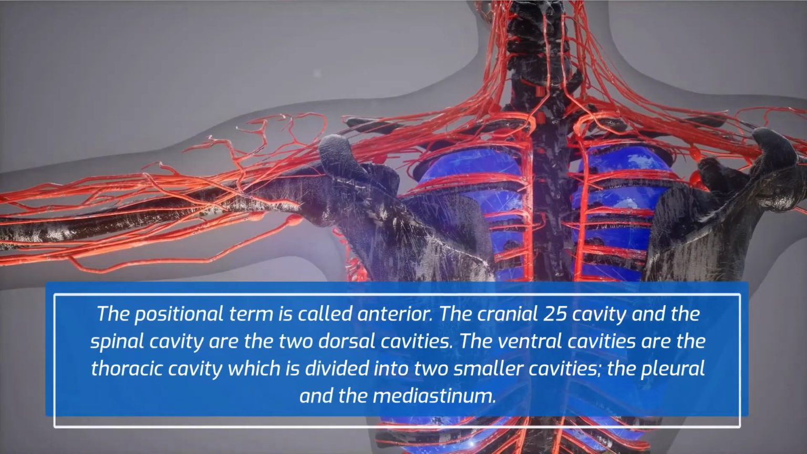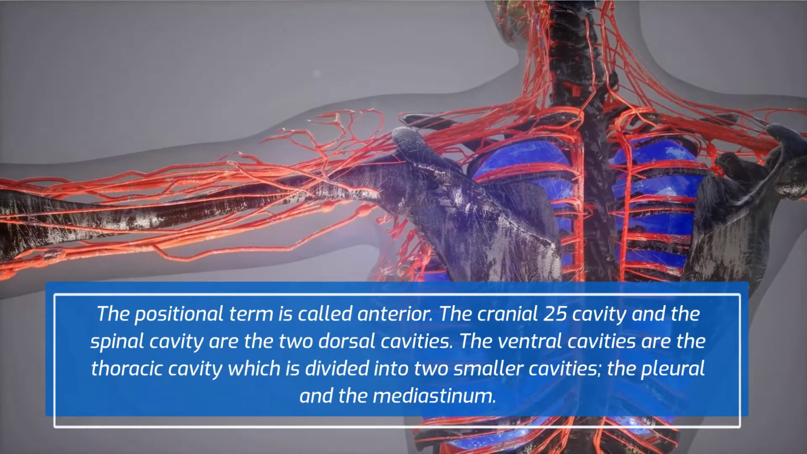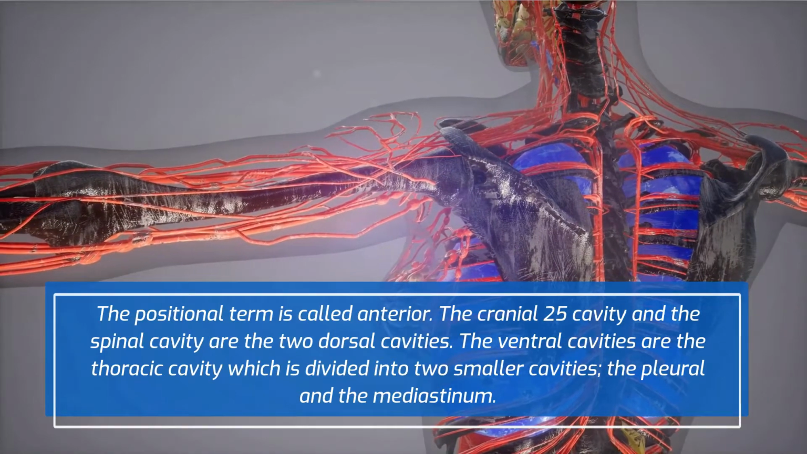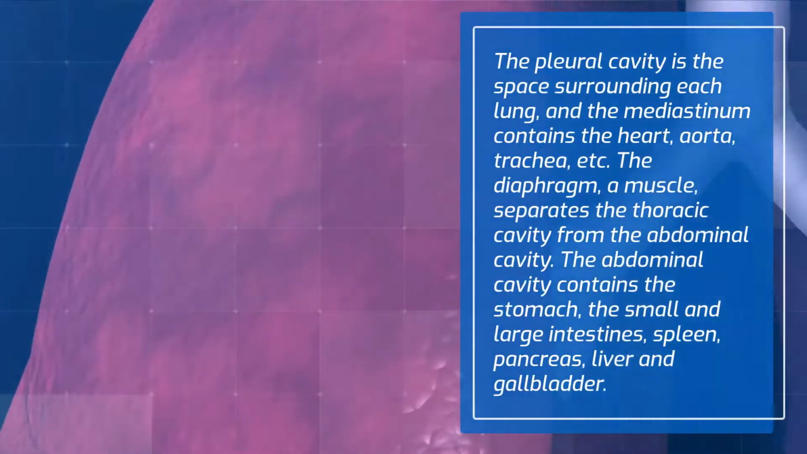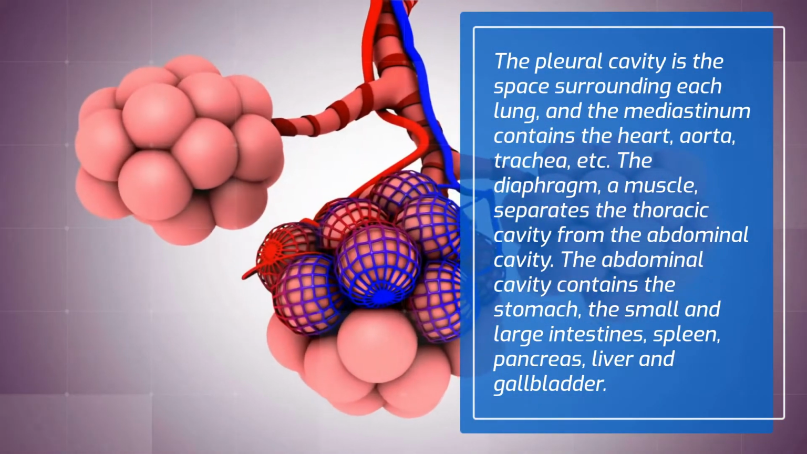The cranial cavity and the spinal cavity are the 2 dorsal cavities. The ventral cavities are the thoracic cavity, which is divided into 2 smaller cavities, the pleural and the mediastinum. The pleural cavity is the space surrounding each lung, and the mediastinum contains the heart, aorta, trachea, etc.